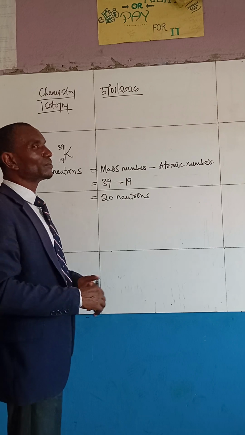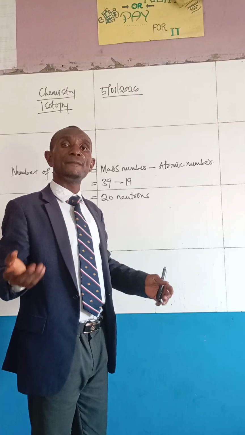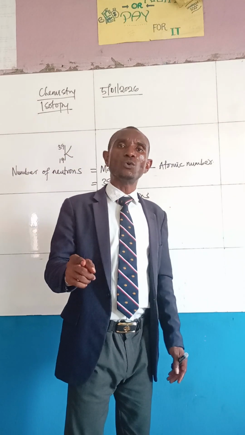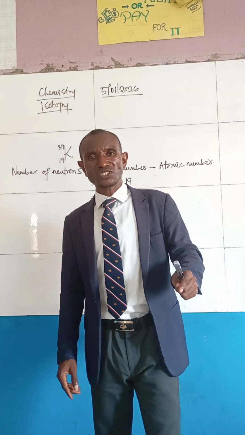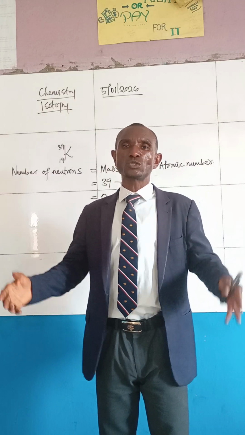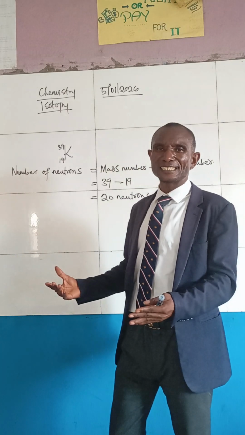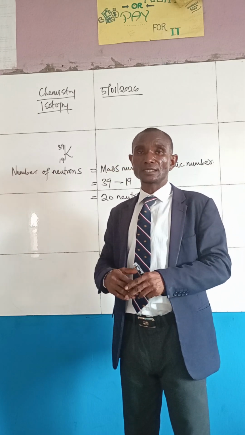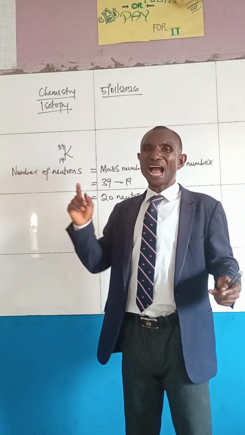Be that as it may, we are still talking about isotopy. Like I said, isotopy is a phenomenon whereby two or more atoms have the same atomic number but different mass numbers due to a difference in the number of neutrons. Atoms that exhibit this isotopy, having the same atomic number but different mass numbers, are called isotopes.